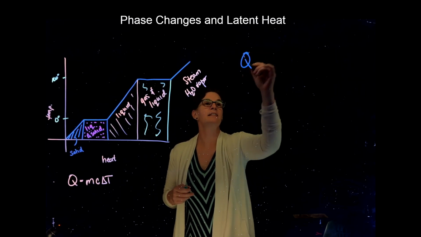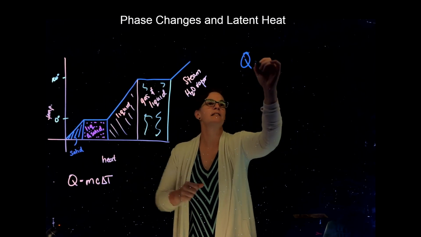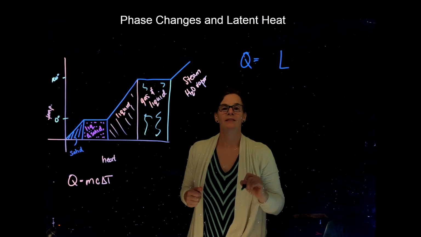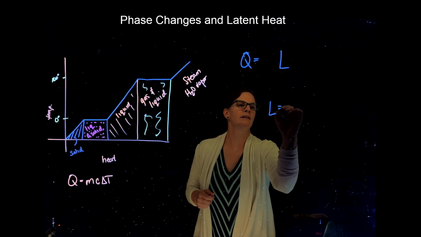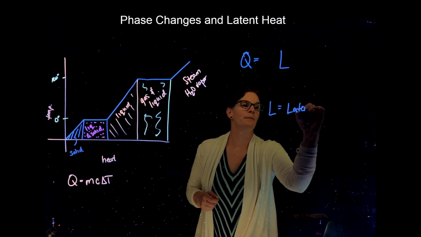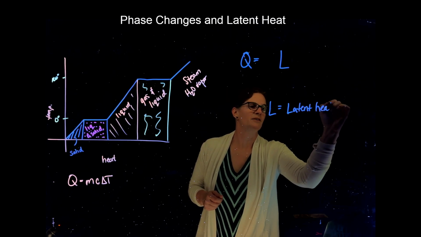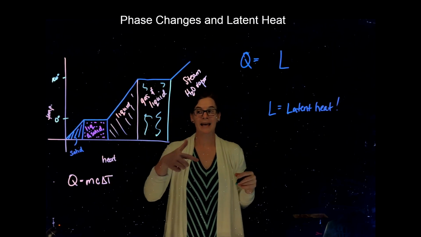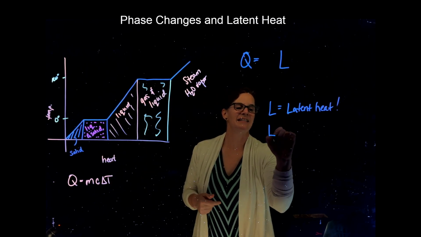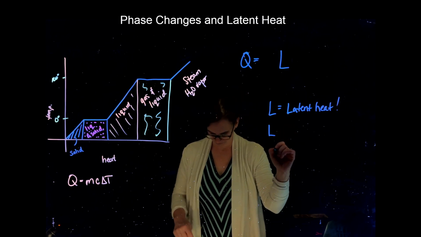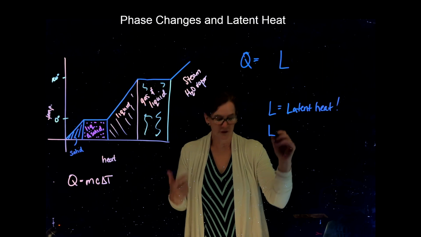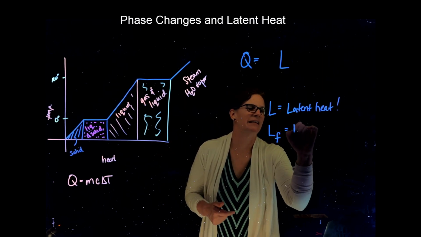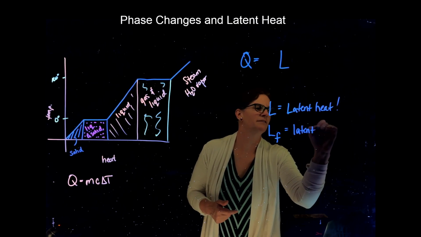The amount of heat necessary during this phase is related to a property called the latent heat, where L is the latent heat. Now there's two of them. Okay, there's two we have to pay attention to. There's one for when we're going from a liquid to a solid. That is the latent heat of fusion. We say it as LF.